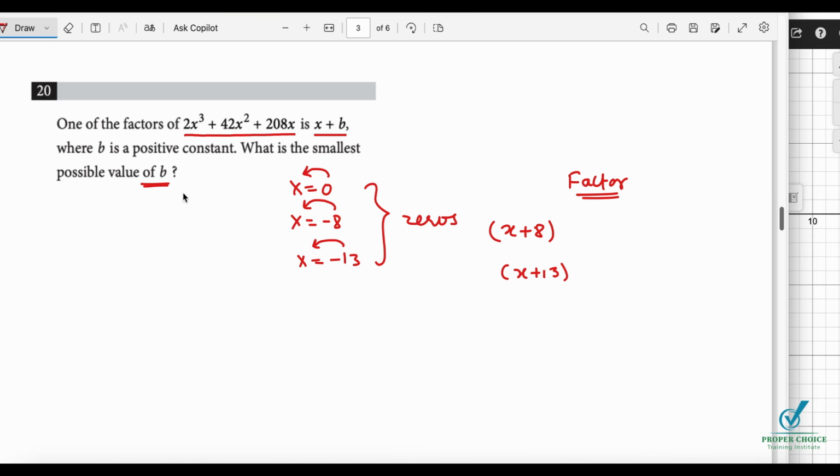According to them, x plus b is one of the factors, and they are asking which is the smallest possible value of b. I can see b could be 8, b could be 13, but among those the smallest possible value is 8. So definitely b is 8. I'm comparing this b with one of the factors, so in the place of b we have 8, which is the smallest possible value b could have.